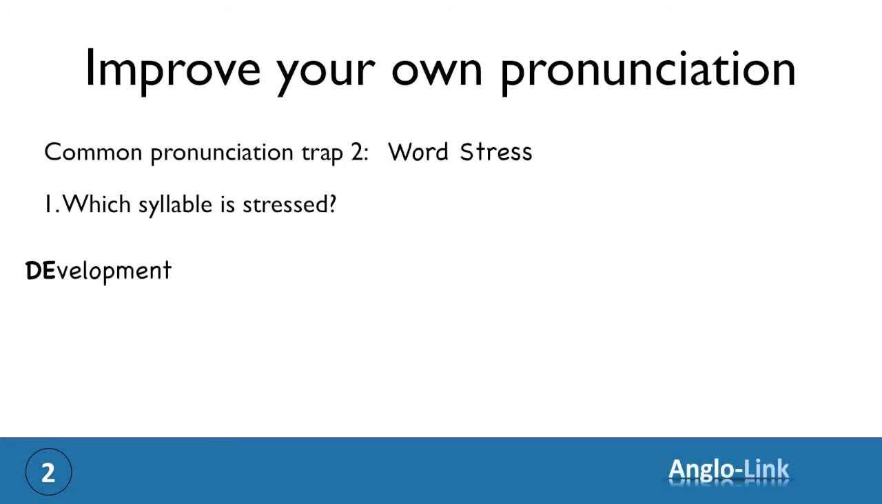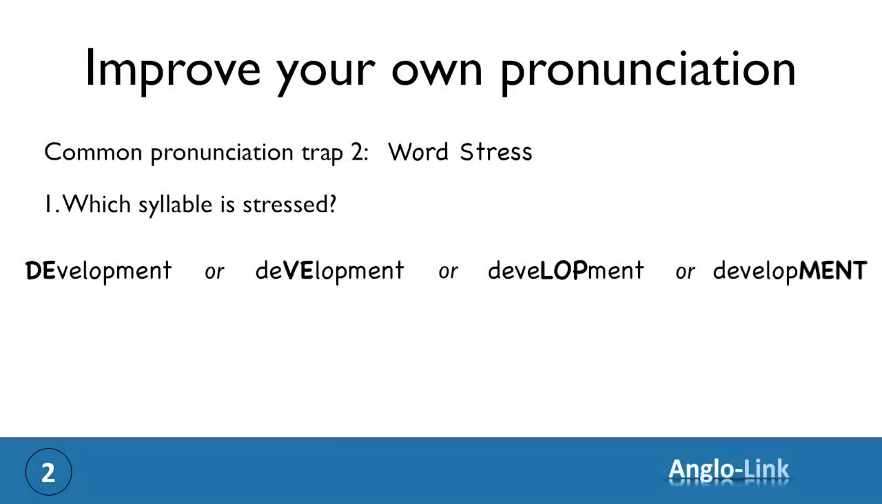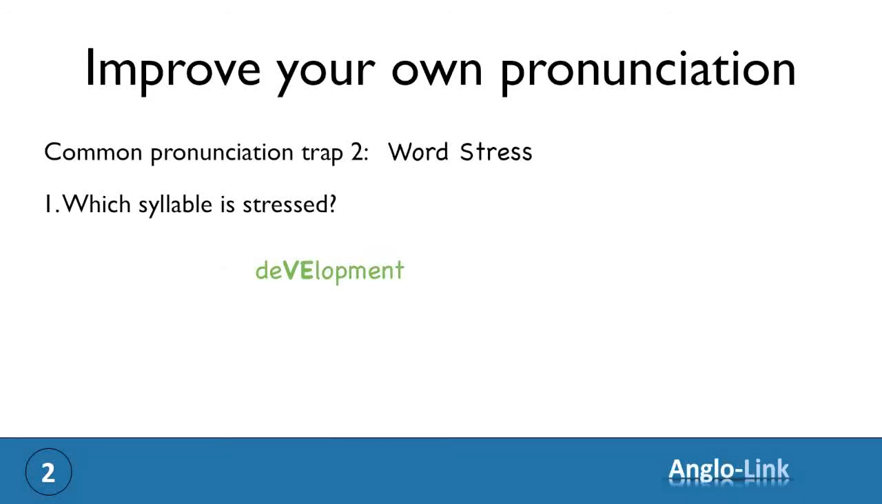Here's a word with 4 syllables. Now, let's decide which syllable takes the stress. Is it the first one, development? Is it the second one, development? The third one, development? Or the last syllable, development? In this case, it's the second syllable, development. Now, you couldn't know that unless you have heard the word many times.